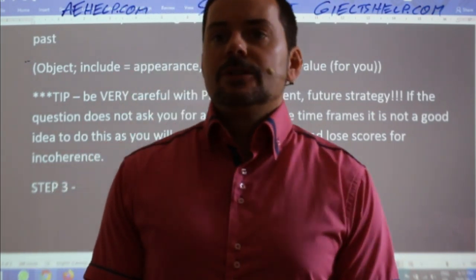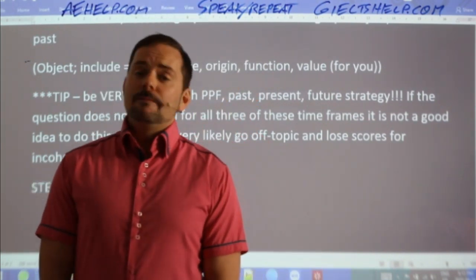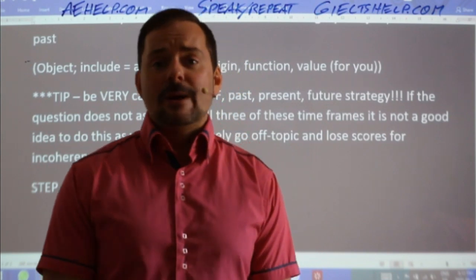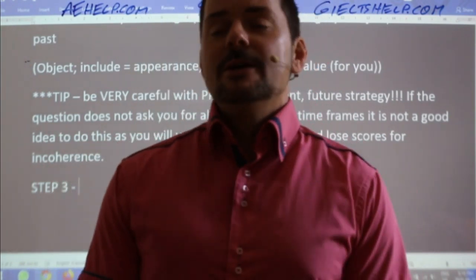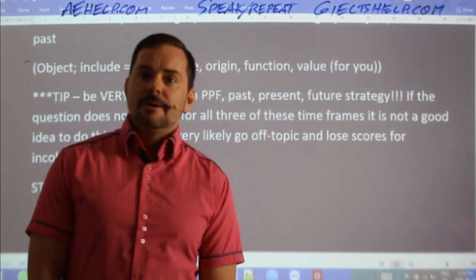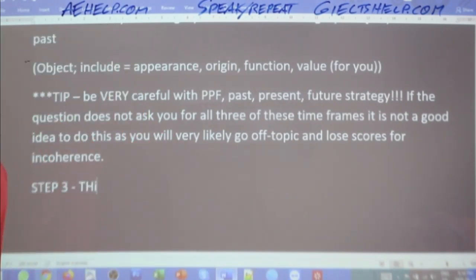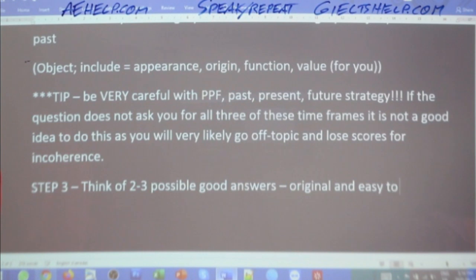All right. So Rajveer says, identify 2 to 3 objects. Yeah. So hopefully you don't have a lot of replicas or knockoff objects, but you have to think of a couple ideas. Yeah, absolutely. So short list. Very nice, Heman. Heman says, have a short list of ideas. So think of 2 to 3 possible good answers. What that means is original and easy to talk about.